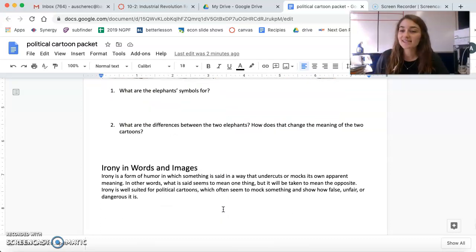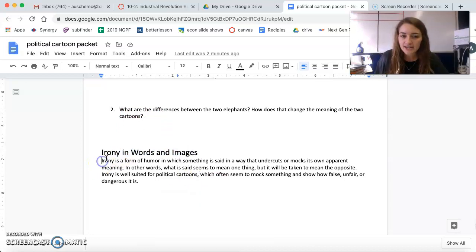All right, so the next tool that political cartoonists use is irony in words and images. Irony is a form of humor in which something is said in a way that undercuts or mocks its own apparent meaning. In other words, what is said seems to mean one thing, but it will be taken to mean the opposite. Irony is well suited for political cartoons, which often seem to mock something and show how false, unfair, or dangerous it is.